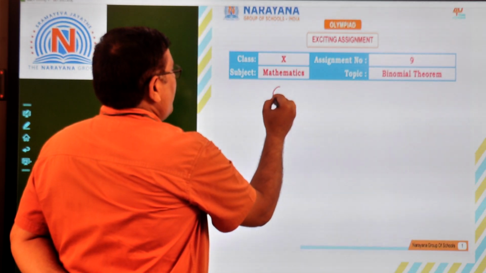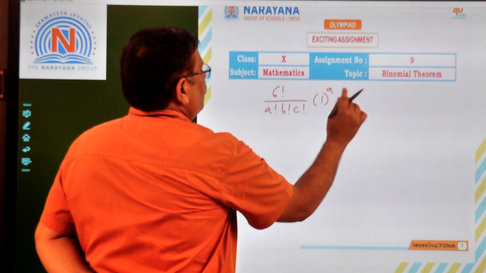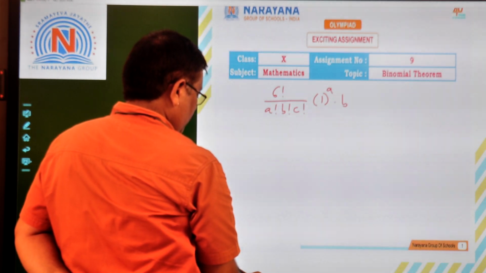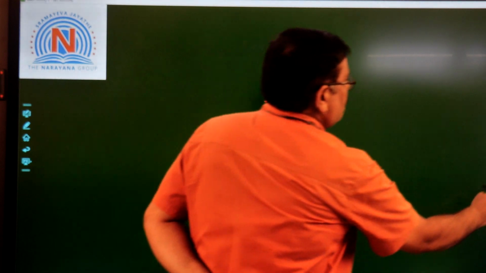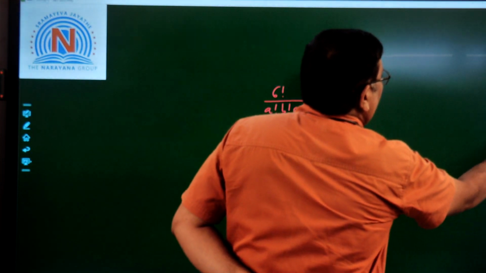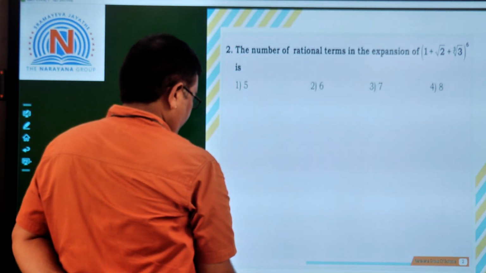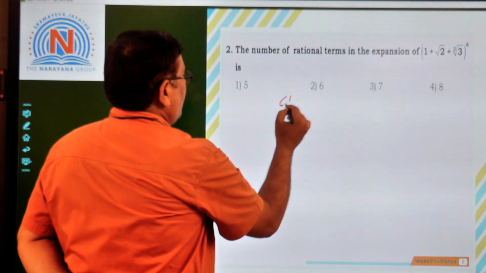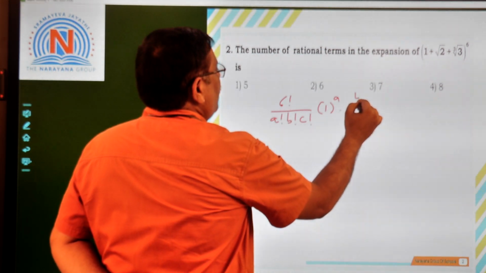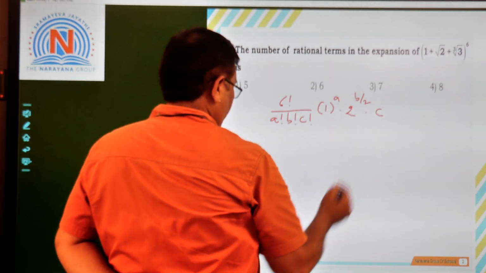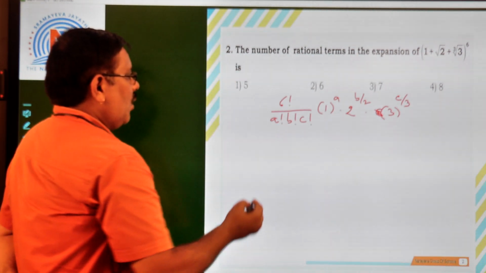What is the general term we have? General term we have 6 factorial by a factorial into b factorial into c factorial into 1 to the power of a into 2 to the power of b by 2 into 3 to the power of c by 3. This is a general term for us. Now what are the possible values of a, b, c?